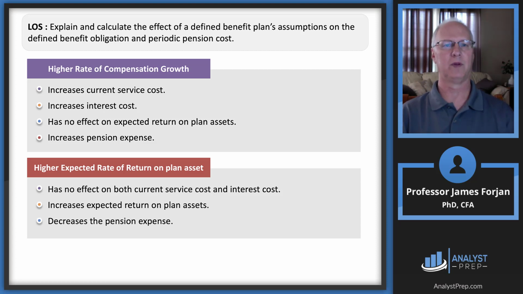Higher rate of compensation growth. Yeah, this sounds to me like this is going to increase everything, except it's not going to have any effect on the plan assets. Higher expected return on the plan assets. This sounds like it'll increase, of course, the expected return. It'll probably decrease the pension expense, but it's not going to impact either the current service costs or the interest cost.